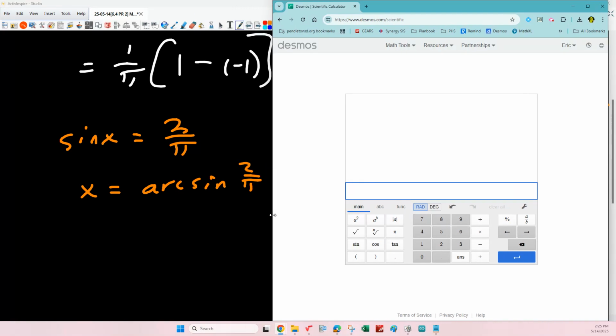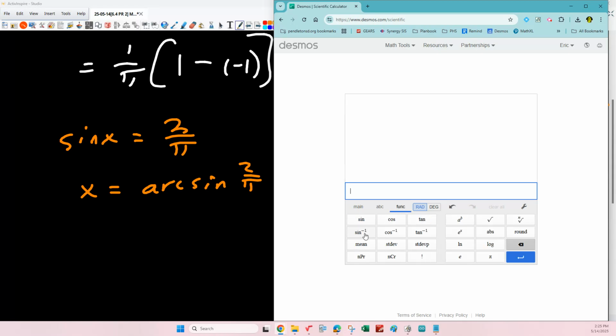Okay, so we would do arc sine. How do I do that here? Is that how you do it on here? Okay, yeah, you probably could have just typed that, honestly. So arc sine of 2 over pi gives you that. There it is.